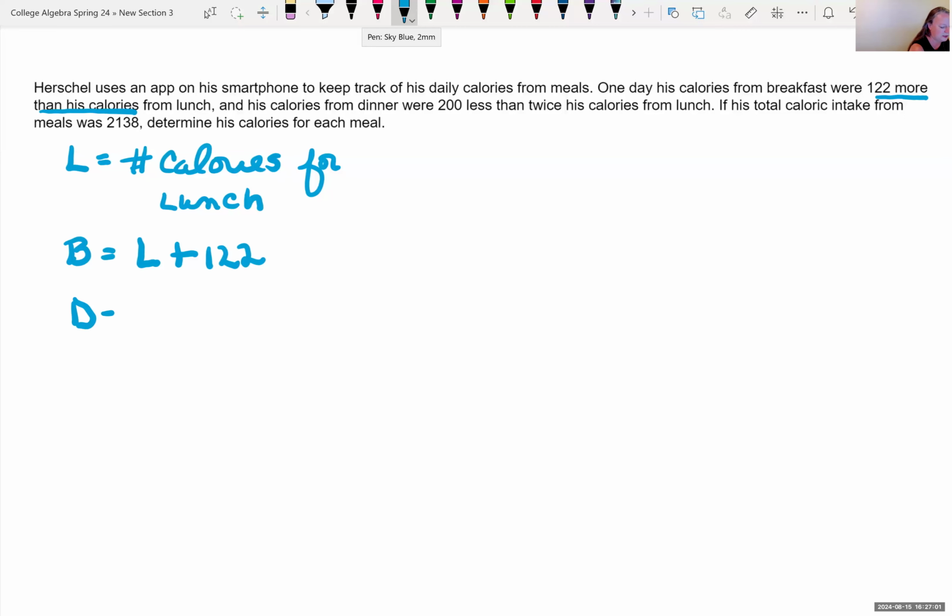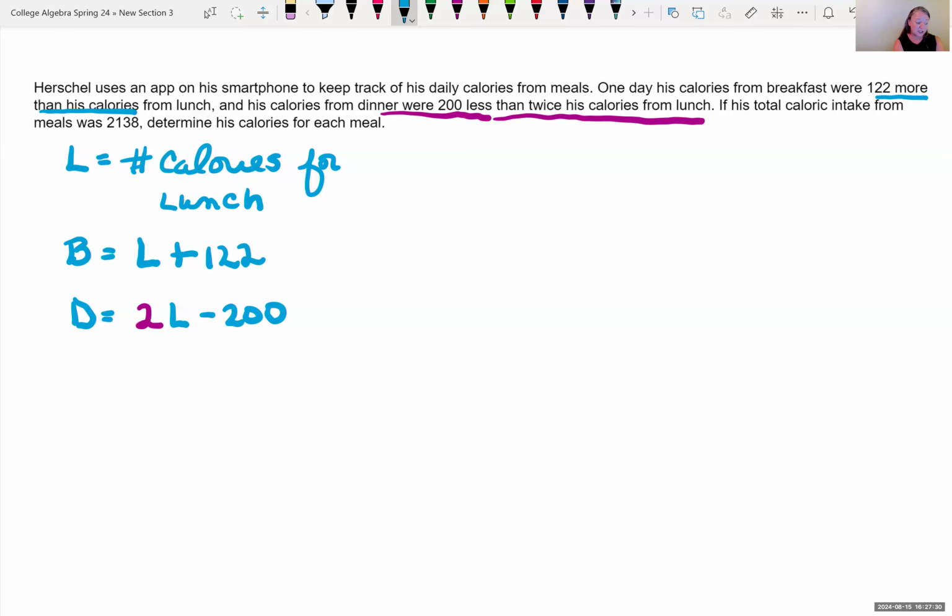Now I want to also set up the number of calories that were eaten for dinner. So for dinner, there were 200 less than twice the calories for lunch. So 2 times the number of calories for lunch, and there was 200 less than that. So minus 200.